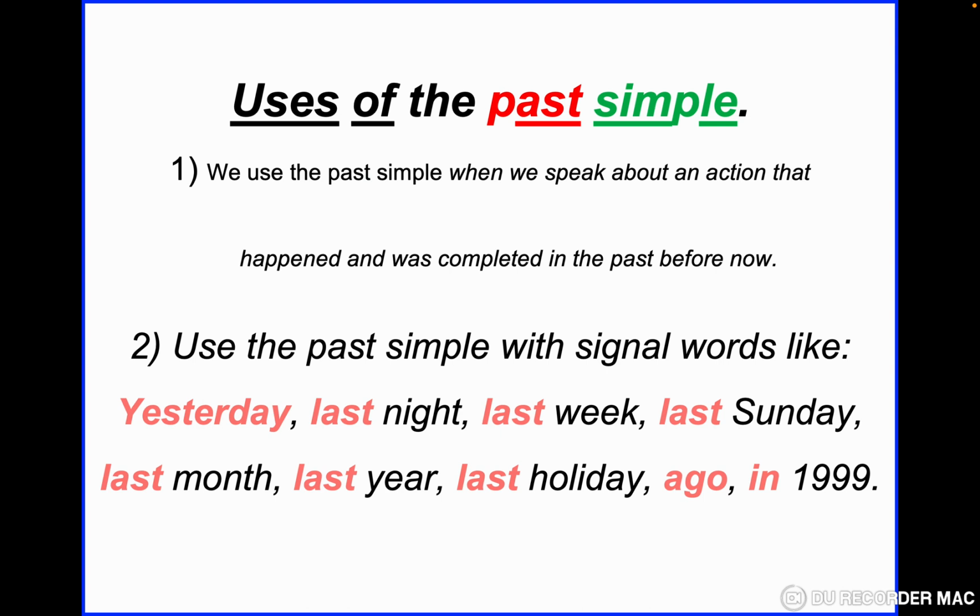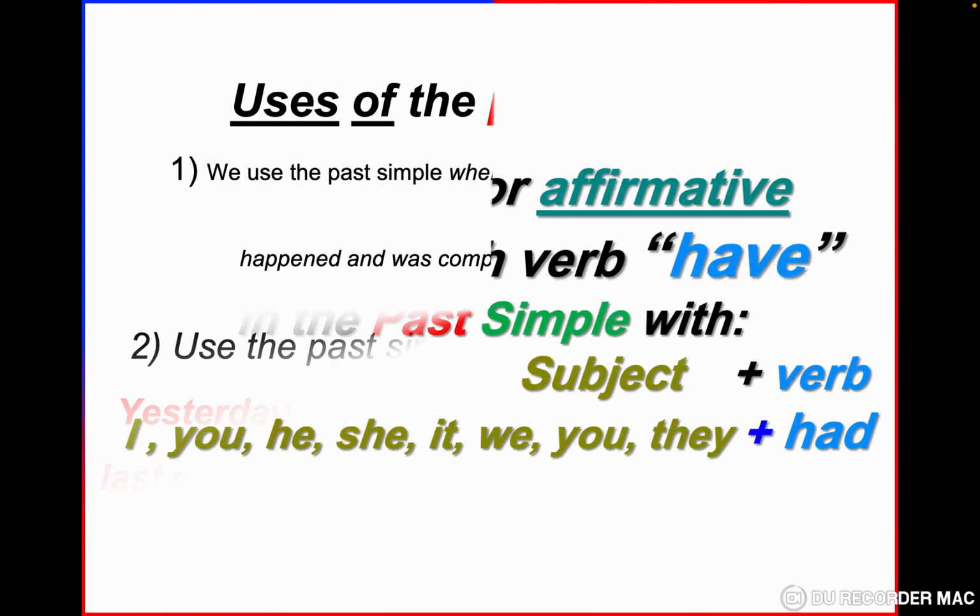Uses of the past simple. We use the past simple when we speak about an action that happened and was completed in the past before now. Use the past simple with signal words like yesterday, last night, last week, last Sunday, last Monday, last month, last year, last holiday, ago, and in 1999 or any year.